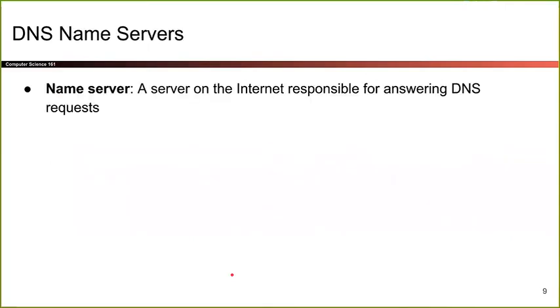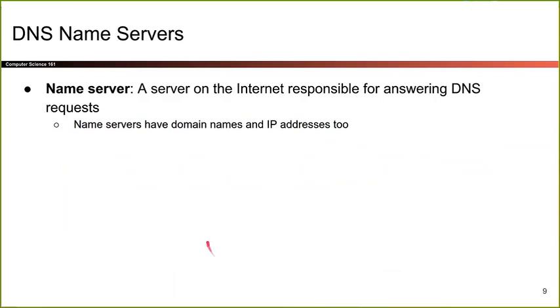And it turns out there are actually servers on the internet whose entire job is just to sit there 24 hours a day answering DNS requests. So these servers are called name servers. And again, basically all they do is just sit there and they receive a bunch of DNS requests and then they answer them for you.